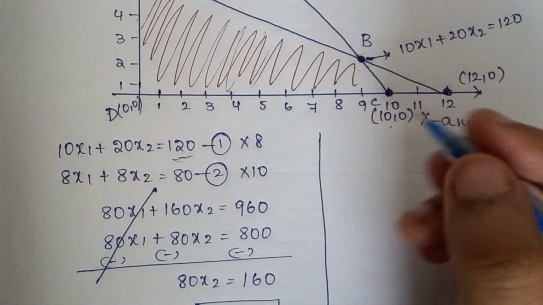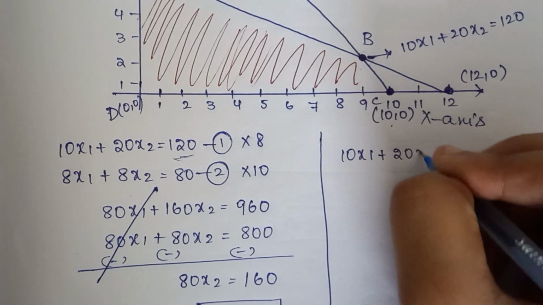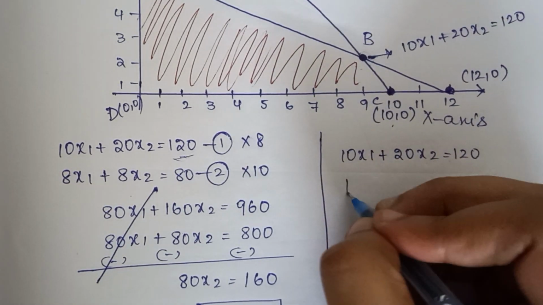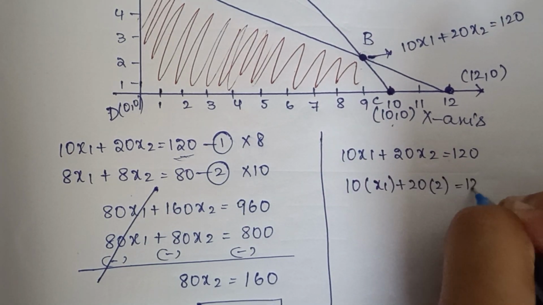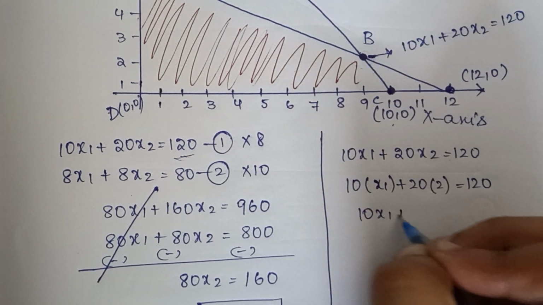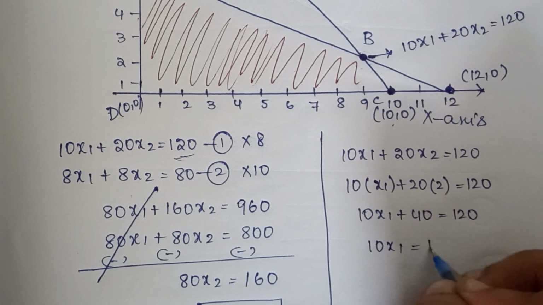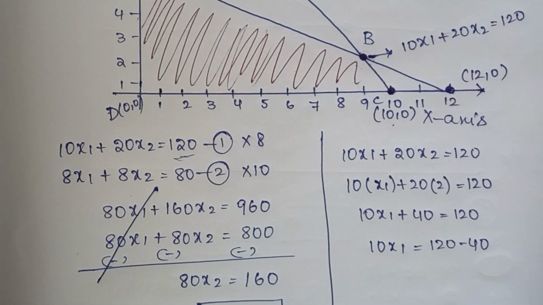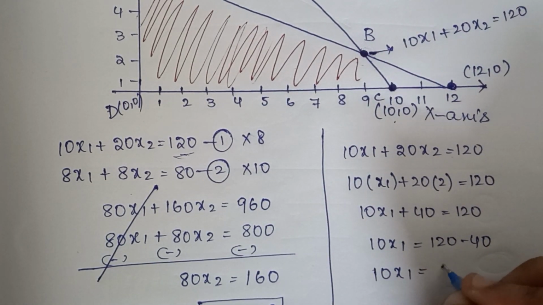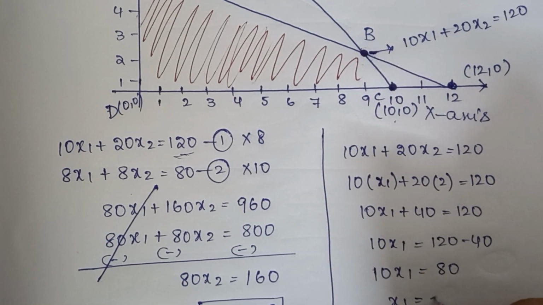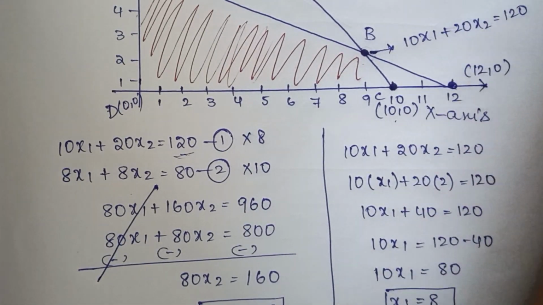And putting x2 in any of the equations, I will substitute in first equation. 10x1 plus 20x2 is equal to 120. 10 into x1 plus 20 into 2 is equal to 120. 10x1 plus 40 is equal to 120. 10x1 is equal to 120 minus 40. So 10x1 is equal to 80. x1 will be 8. So my B point will be 8,2.